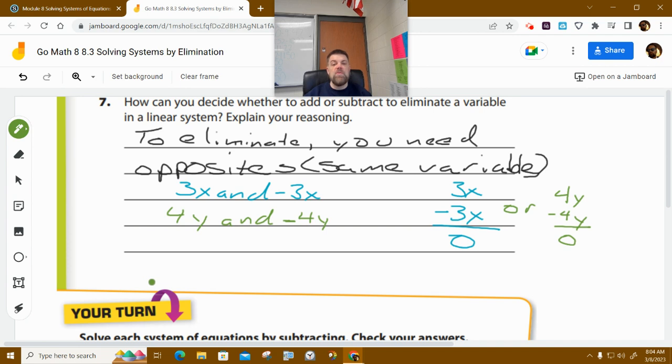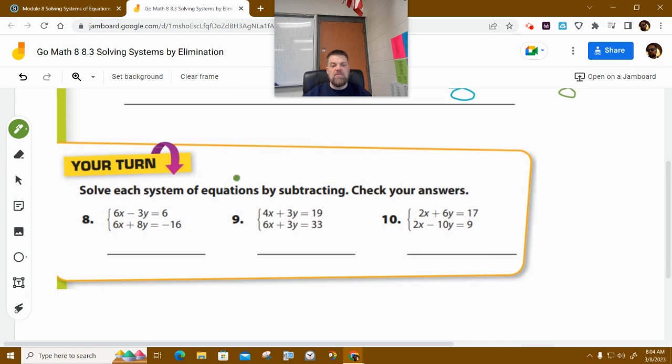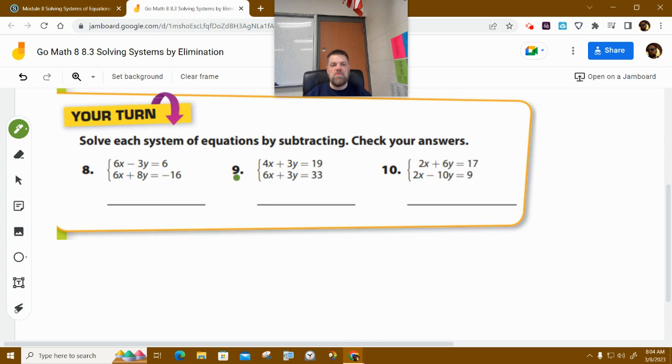So substitution works well when something is solved for x, or there's a y by itself. It has a coefficient of positive 1. That's something that we can easily solve and substitute. Elimination, adding and subtracting two equations, works well when you can have an opposite. Okay? Sometimes you'll have a 3x and a 3x, and then you would subtract one of the equations. Okay? So now let's do problems 8, 9, and 10 and see how we feel about this.